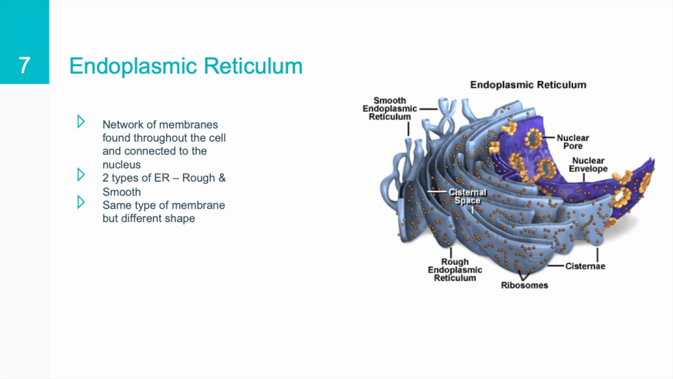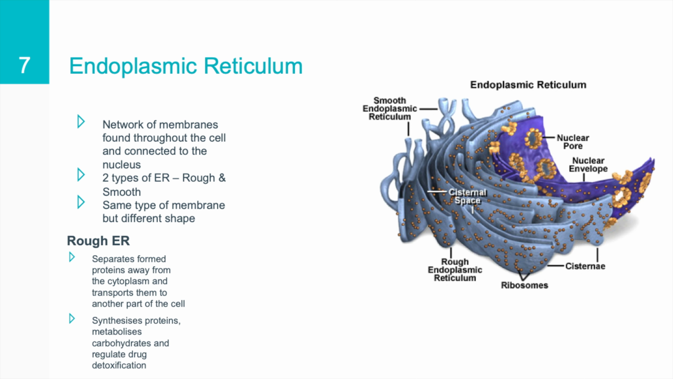Both rough and smooth endoplasmic reticulum have the same types of membranes, but they have different shapes. Rough endoplasmic reticulum looks like sheets or discs of bumpy membranes, while smooth endoplasmic reticulum looks more like tubes. The surface of the rough endoplasmic reticulum is studded with ribosomes which manufacture proteins. This gives a rough appearance, hence why we refer to this area as the rough endoplasmic reticulum.